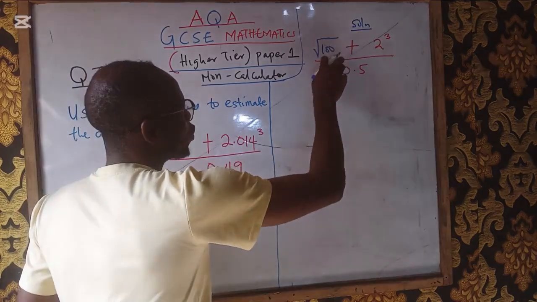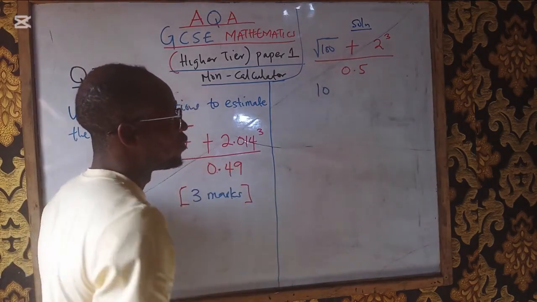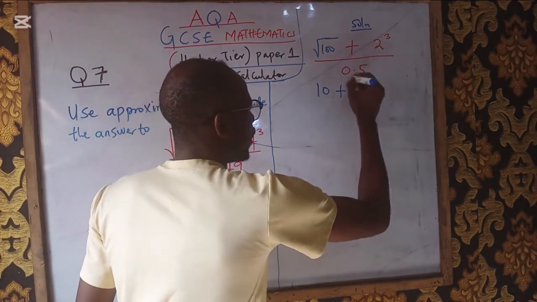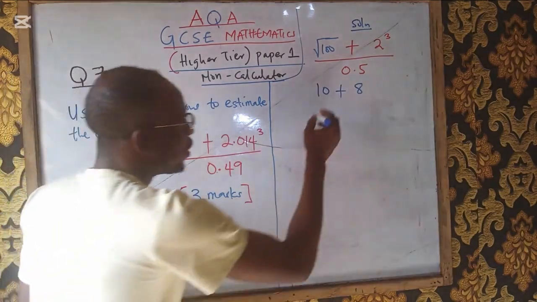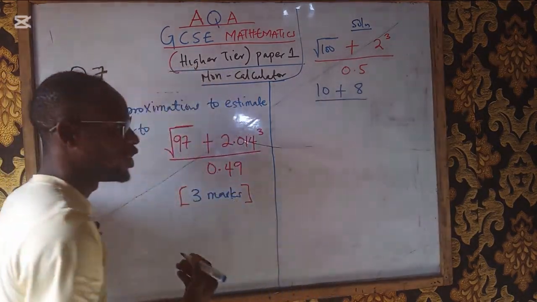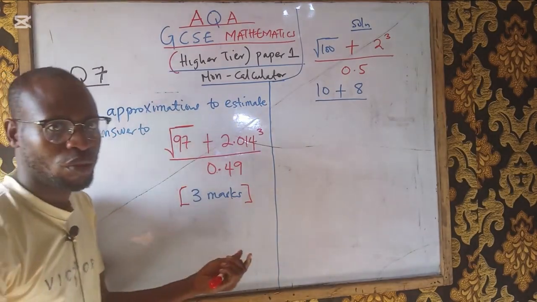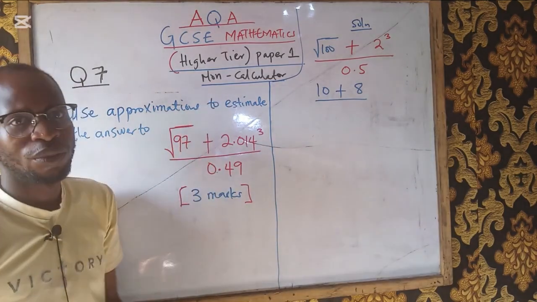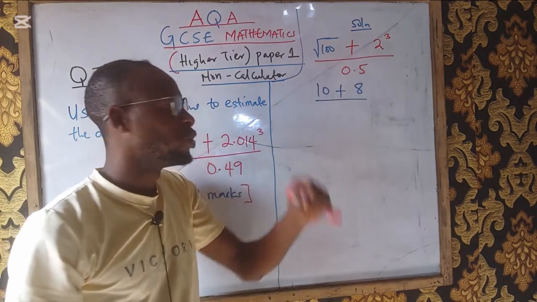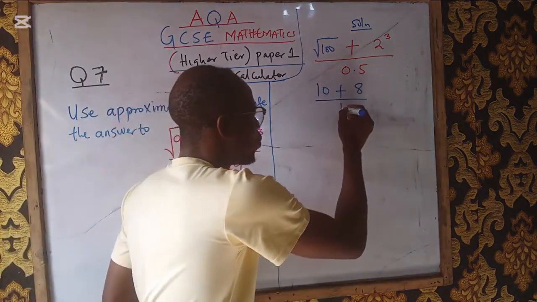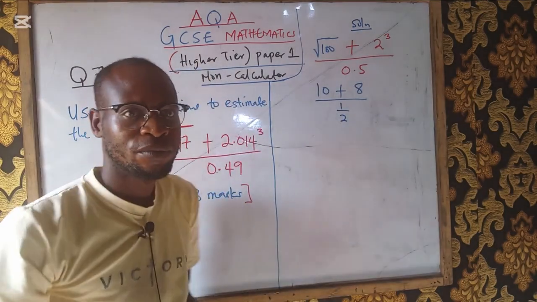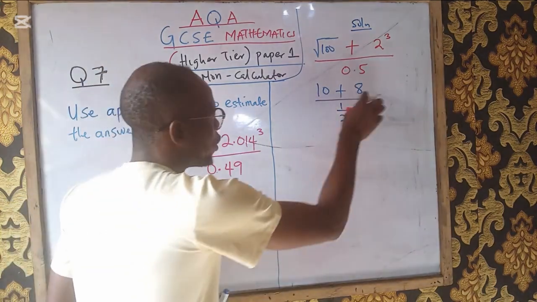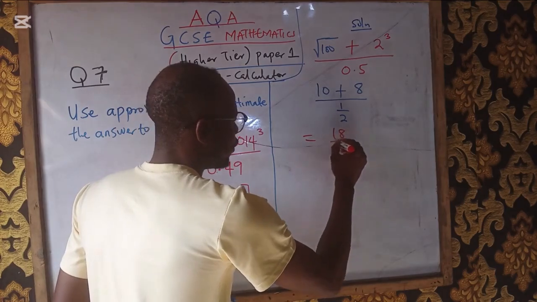This is going to give us, so square root of 100 is 10. Plus 2 raised to the power 3 is 8. Can you see that? All over, for this work to be easy for me, since we are not meant to use a calculator, the instruction is non-calculator. You can decide to take this one to a fraction. This is the same thing as saying 1 over 2. Do you agree with me? Are you following, please? So from there, 10 plus 8 will give us 18 divided by 1 over 2.